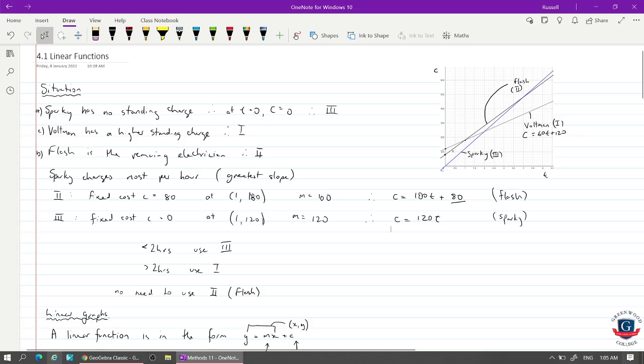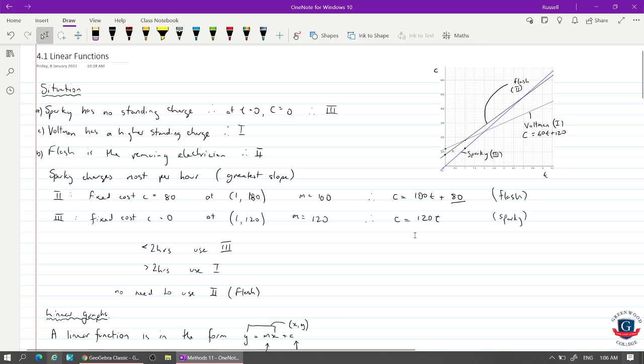We can do the same for Sparky. Sparky goes from 0, 0 to 1, 120. That's this point here. I'll mark it on here. So the run is 1, the rise is 120, giving us a slope of 120. There's no standing cost, so plus 0, which gives us an equation of c equals 120t.